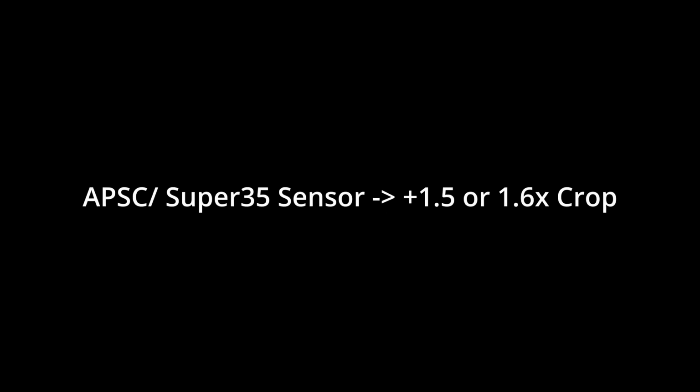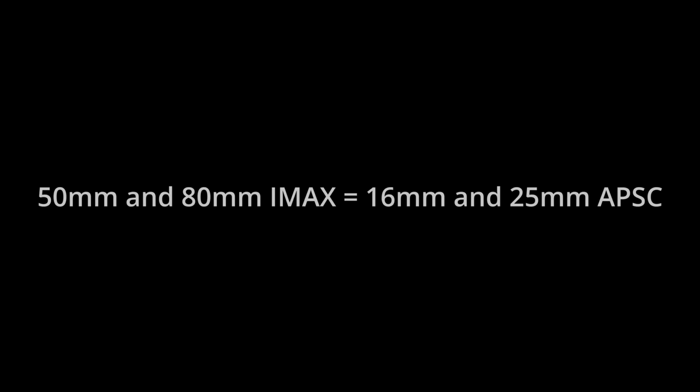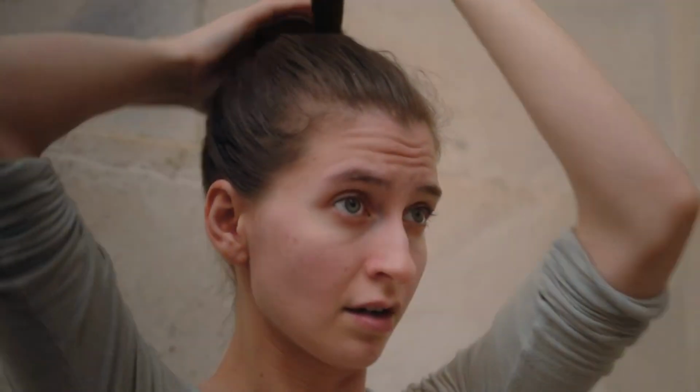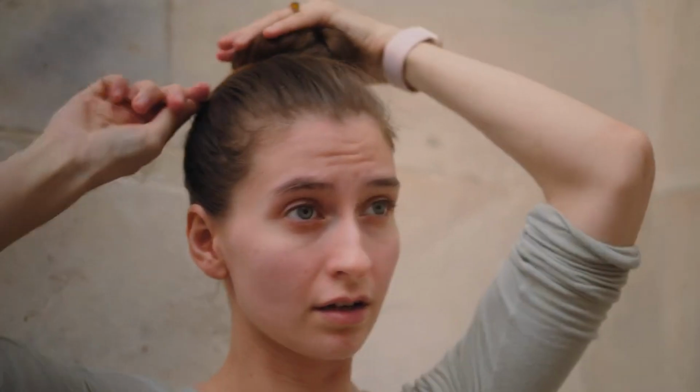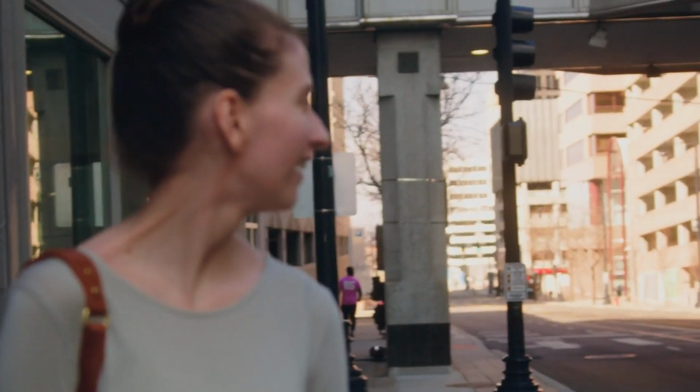If your camera has an APS-C size sensor, you'll need to calculate a 1.5 or 1.6 times crop factor on top of that. On the Blackmagic Pocket Cinema Camera 6K, that works out to about a 16mm and a 25mm equivalent. Hoytema likes to shoot on a wider angle for his close-ups and then on a longer angle for his over-the-shoulder shots.